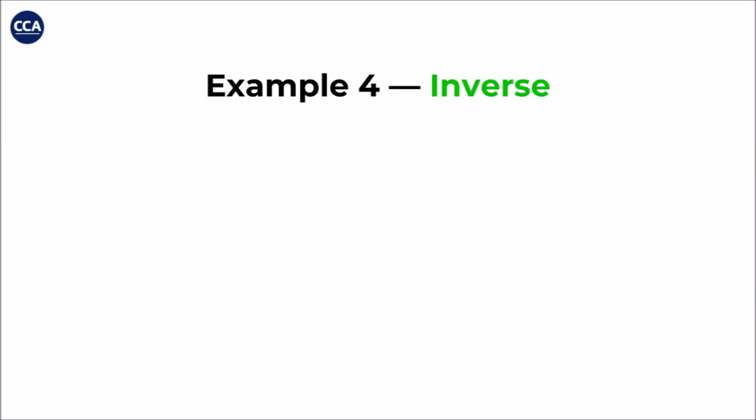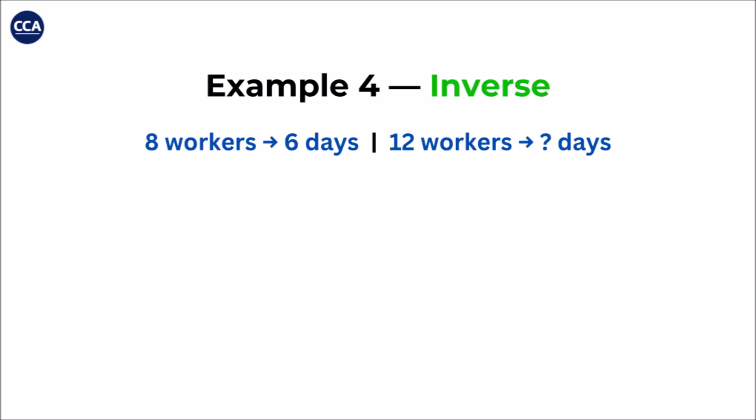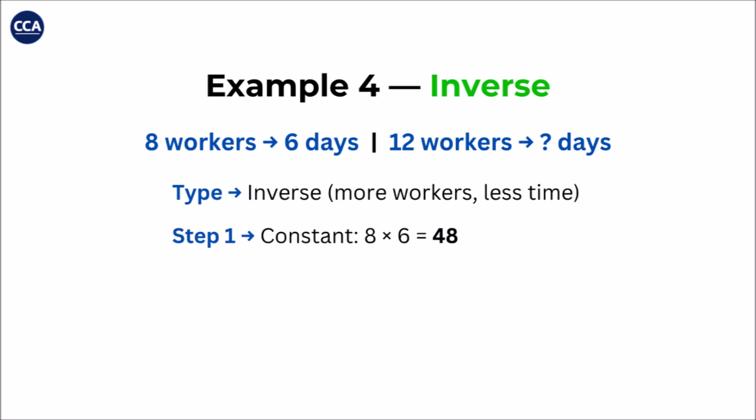Let's solve an inverse proportion problem. 8 workers can build a wall in 6 days. How many days would 12 workers take? Identify the type. More workers means less time. Inverse proportion. Step 1. Find the constant. 8 multiplied by 6 equals 48. Step 2. Find the missing value. 48 divided by 12 equals 4 days. 12 workers can build the wall in 4 days.